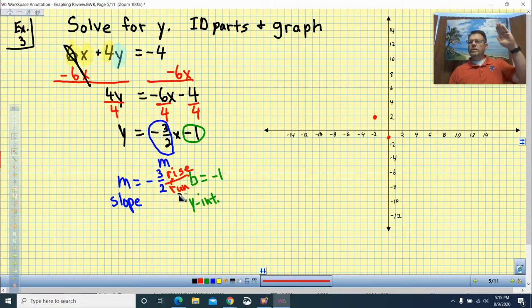-3/2. Is that going uphill or downhill? Negative makes it go downhill, right? So from left to right, are these two dots going downhill? Well, they certainly are. Okay, so I'm going to continue the pattern. So I'm going to go up 3, 1, 2, 3, left 2, 1, 2, 3, 1, 2. And once you get the pattern going, you should be able to go through it pretty quickly.